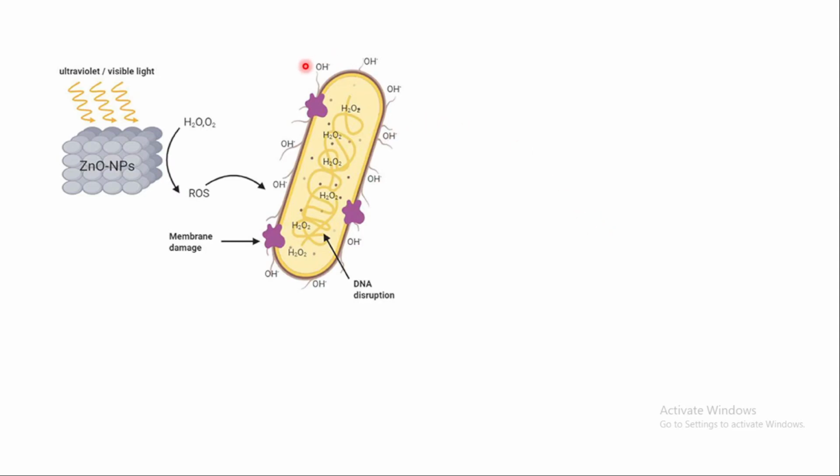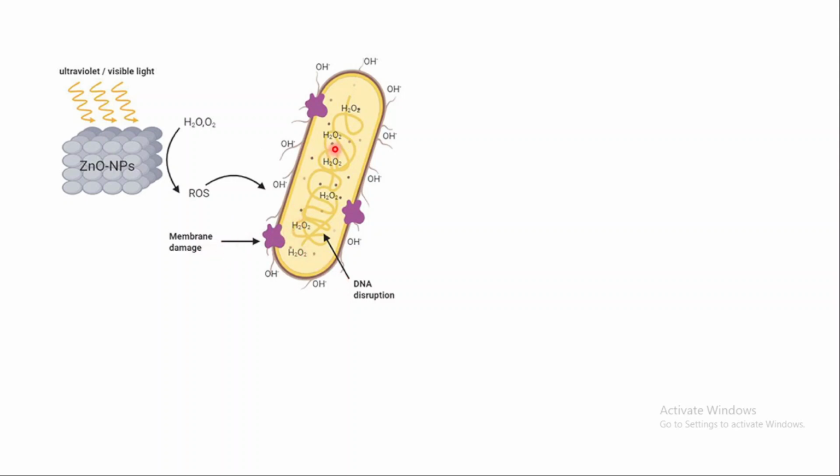Now this is a schematic showing zinc oxide nanoparticles in the presence of water and oxygen. When treated with ultraviolet light, it converts this H2O and O2 into ROS, or reactive oxygen species, where we'll have OH radicals, H2O2 peroxide radicals, and superoxide radicals. These ROS species will then go and attack the bacterial cell, causing membrane damage and DNA disruption.